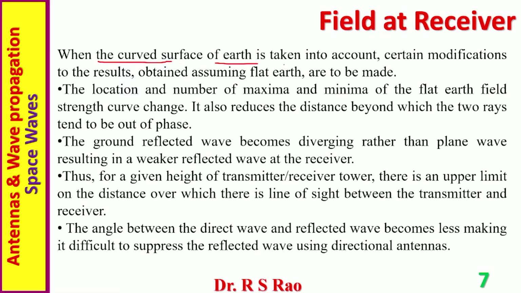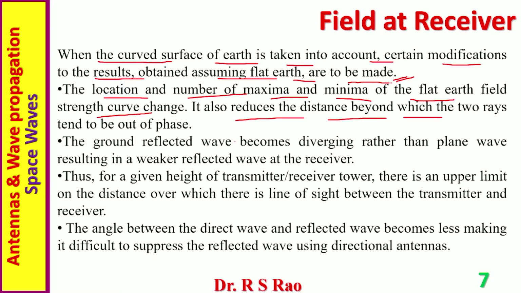When the curved surface of Earth is taken into account, certain modifications to the results obtained assuming flat Earth are to be made. Whatever expressions that are given in the previous slide, they are derived assuming flat Earth. But Earth is not flat, it is curved. When that aspect is taken into account, how the relations given earlier are going to be modified. The location and the number of maxima and minima of a flat Earth field strength curve change. This is aspect. It also reduces the distance beyond which the two rays tend to be out of phase.